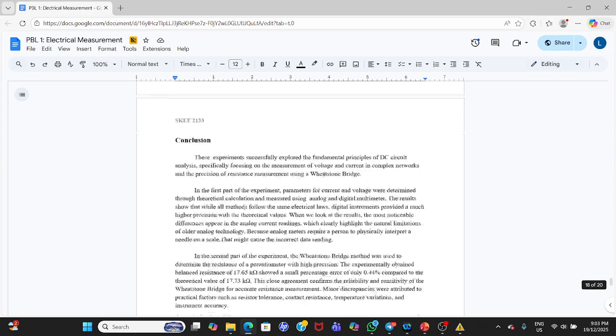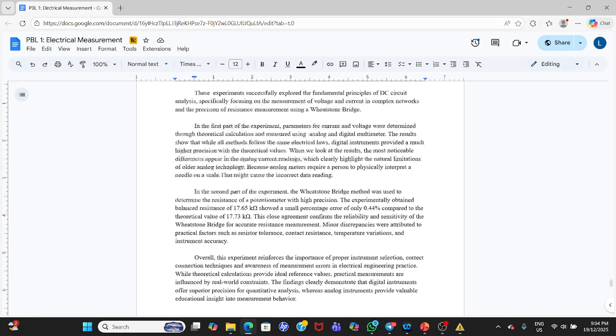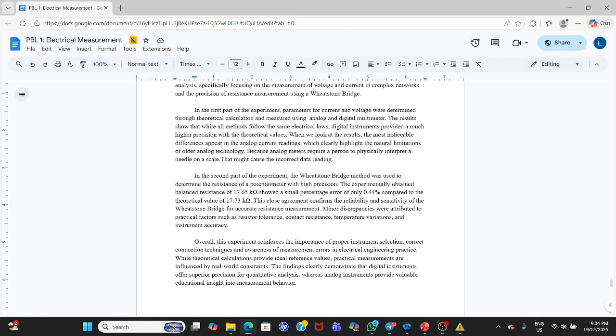So in conclusion, we found that the method of measuring the current and the voltage by using the digital multimeter totally suits the theoretical result we get, and the error may be due to parallax error, because the readings you take using the analog multimeter may differ compared to the digital multimeter, which shows more accurate results.